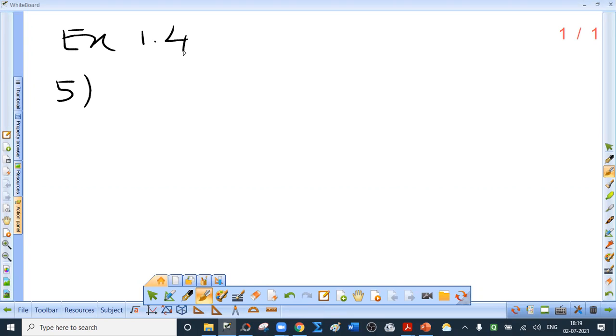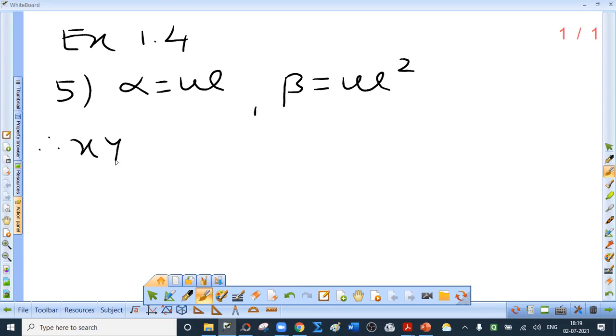Write the solution. Alpha beta are complex cube roots of unity. Therefore, we take alpha equal to omega, beta equal to omega square. Okay, so tell me what will be xyz. Substitute the values. A plus b into alpha a, that is, I will write a omega.